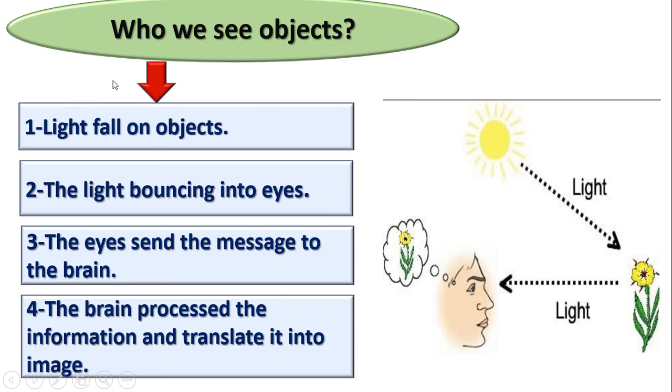The last thing, again, can you remember how we can see the objects around us? The light falls on the object, bouncing to the eyes or reflecting to the eyes, and the eyes send the message to the brain, and the brain translates it into a picture or an image, so we can see everything around us.